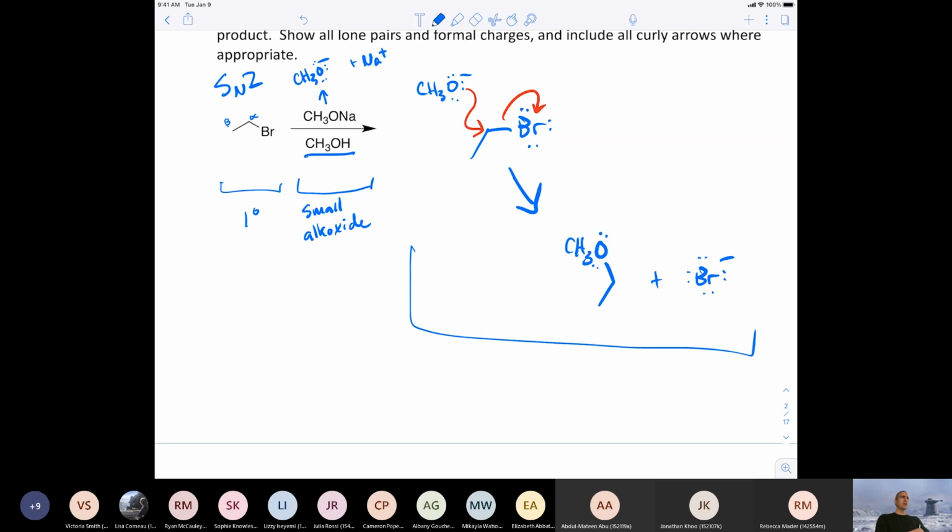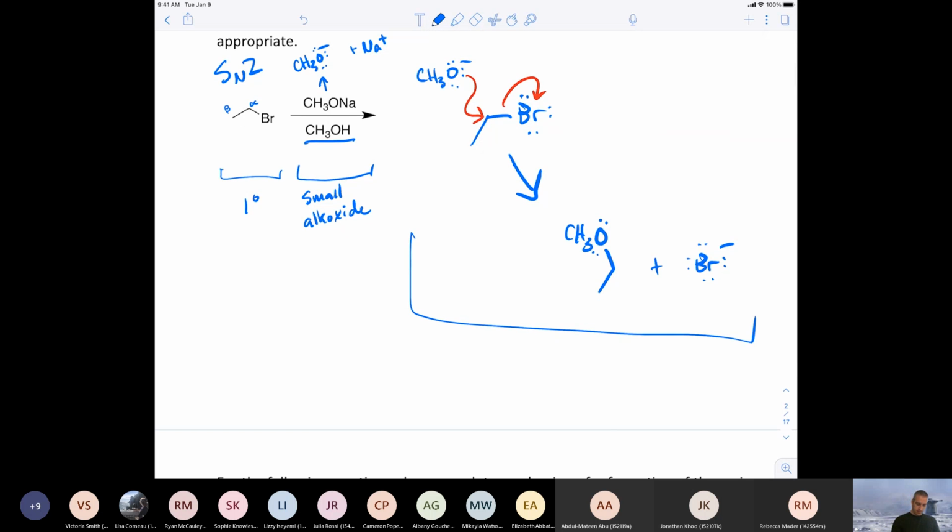I think in the example, sometimes we draw in the transition states, right? Like there's going to be a transition state for this that's going to look something like that. But unless we explicitly ask you to draw one, you don't have to. And usually we don't ask.